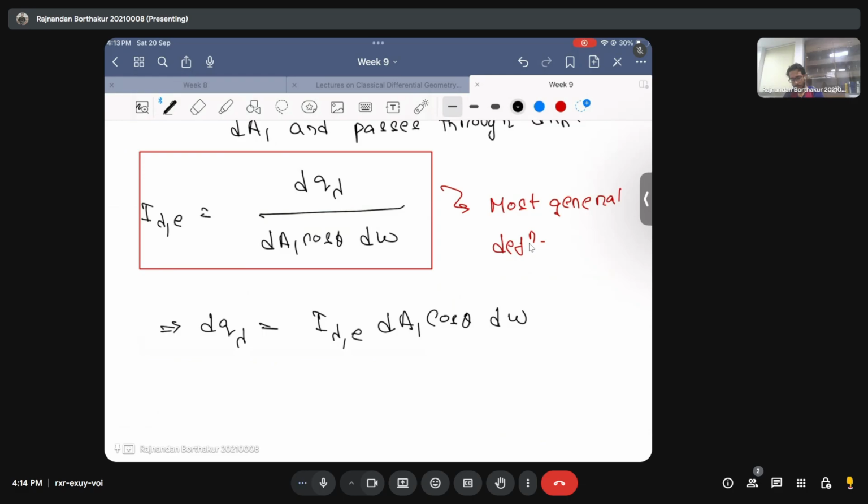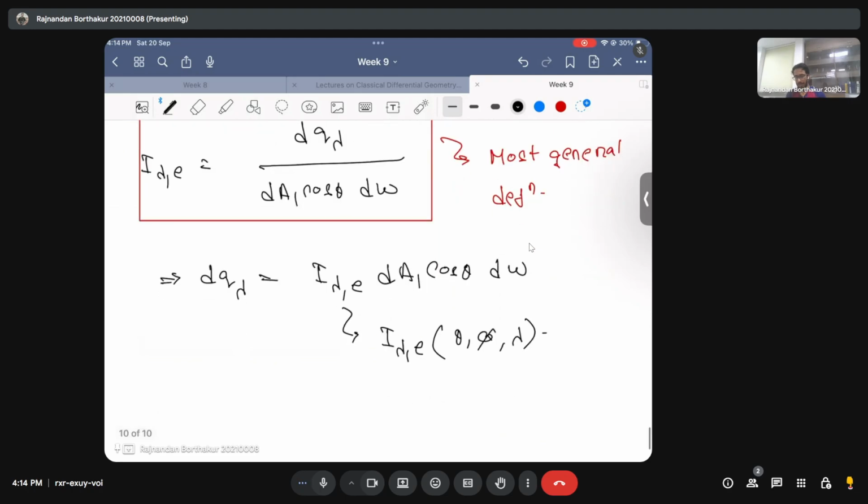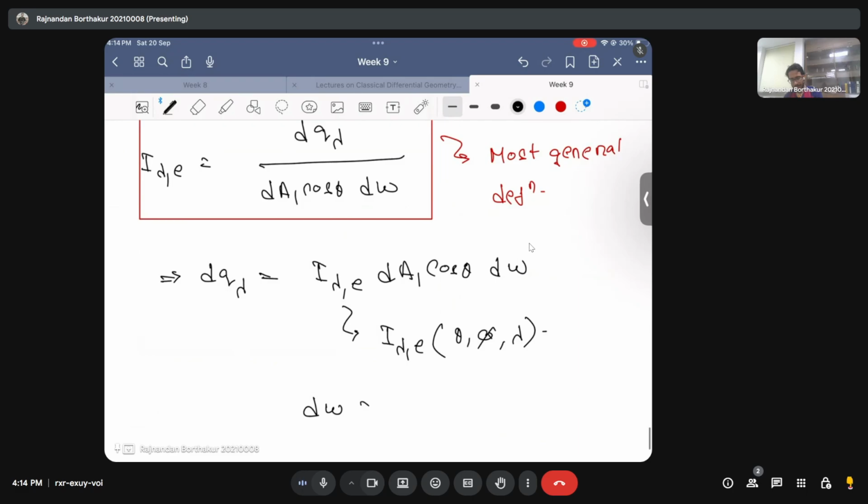You need to understand that this I lambda E, the spectral intensity of emitted radiation, is a function of direction, which we denote by theta comma phi, and it is also a function of wavelength in particular. And this d omega, as we have already looked into in this week's lecture hours, is the solid angle subtended, which is given by dAn by r squared.